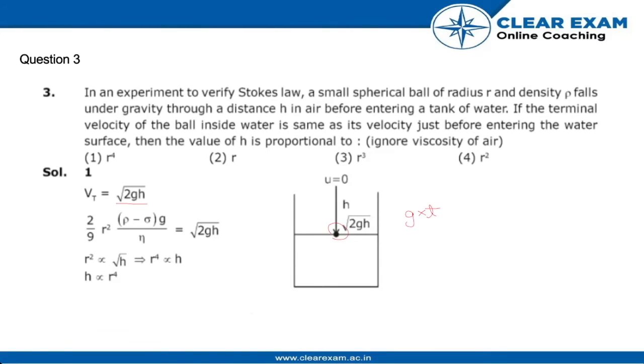Now, according to Stokes' law, we know that terminal velocity is given by 2/9 r² (ρ − σ)/η. Now we can simply equate the two and simplify for h. Then we can obtain the relation h is proportional to r to the power 4. Hence our solution is option number 1, r to the power 4.